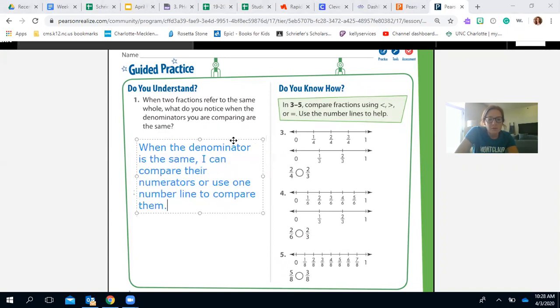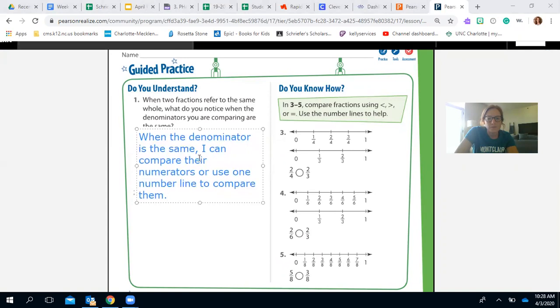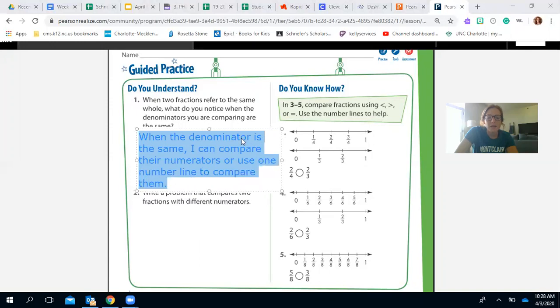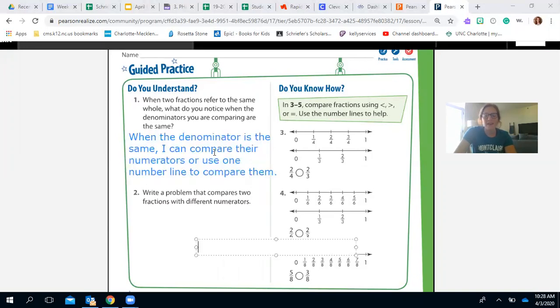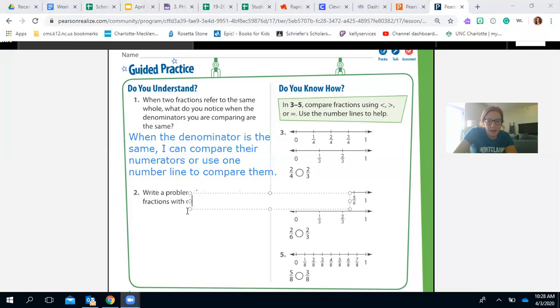So in the visual learning model example, it had 2/3 and 1/3, right? They had the same denominator. So we used one number line to compare them and saw that 2/3 was closer to 1 whole, or we could see that 2 is bigger than 1. Here, write a problem that compares two fractions with different numerators. All right, so what we're going to do now is have different numerators. And I want to get rid of this.